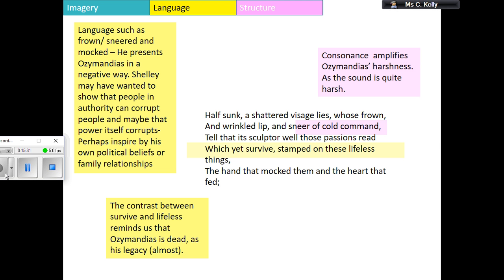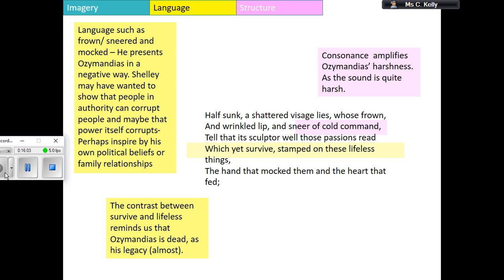So the first question, which was how does Shelley use language to create the impression that Ozymandias was unpleasant? We've got language such as the frown and sneered and mocked. He presents Ozymandias in a negative way. Shelley may have wanted to show that people in authority can corrupt, and maybe that power itself corrupts, maybe inspired by his own political beliefs or family relationships. So again, this can link back to the context that we looked at the beginning of the lesson.